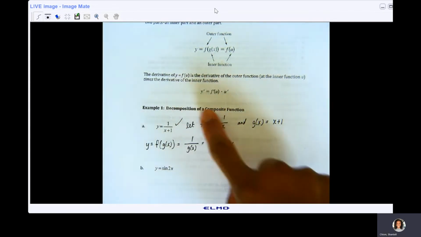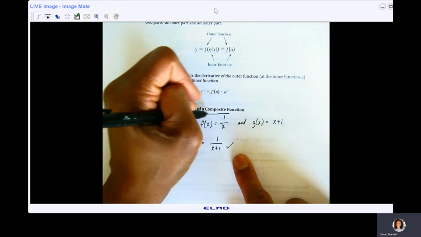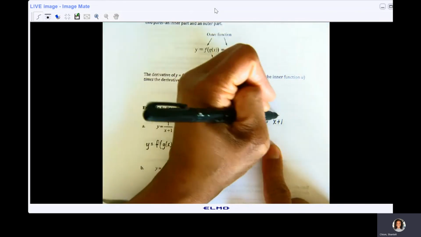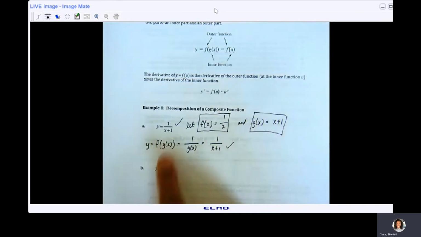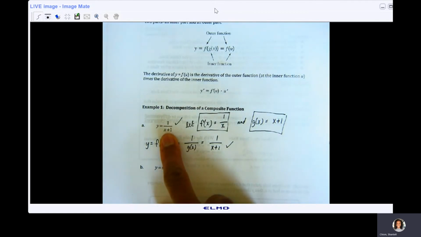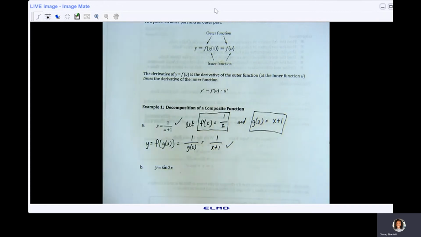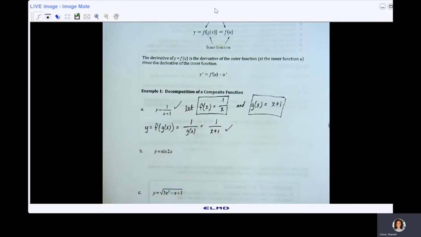So to decompose a function is to take that one composite function and break it into two functions. We're only doing this because we have to be able to recognize what the outer and inner function are in order to apply the chain rule. Let's look at part B.